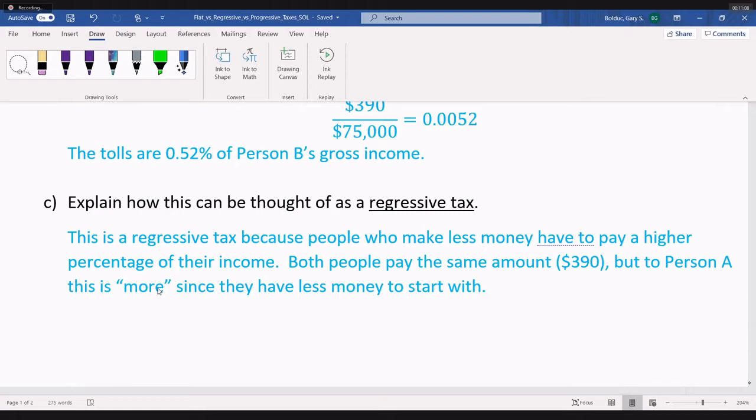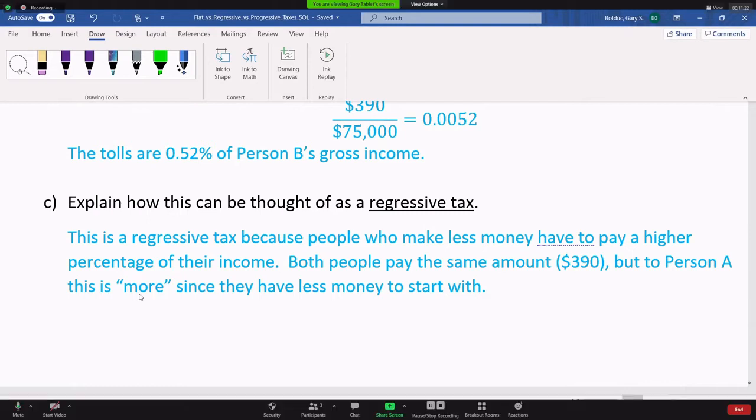On the other hand, for person B, it's the same amount, $390. I use the bridge exactly the same amount as person A, but since I, as person B, make more money, it is less of a burden on me to have this tax because I have more money. So that is this idea of a regressive tax.